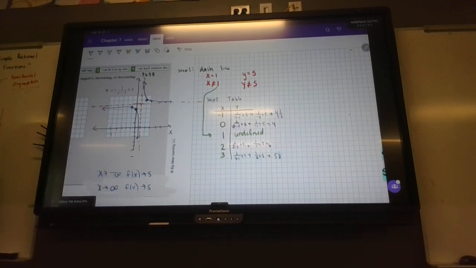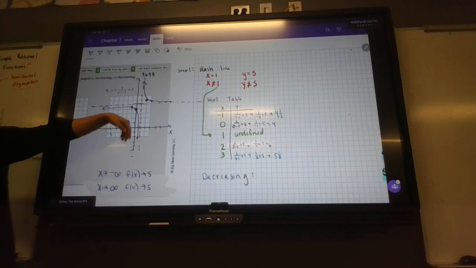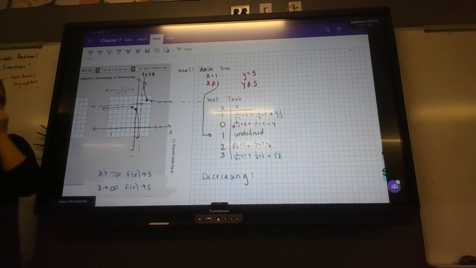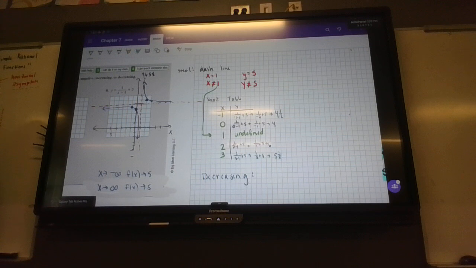As far as it decreasing, it's decreasing everywhere it exists. It's decreasing here, and it's decreasing here. So we just have to really describe where the line exists. It exists everywhere besides 1. So it's decreasing from negative infinity to 1, takes a little break at 1, and then it's decreasing again from 1 to positive infinity.